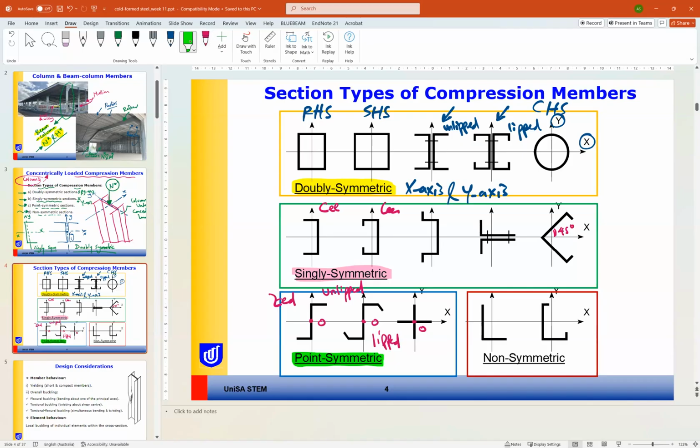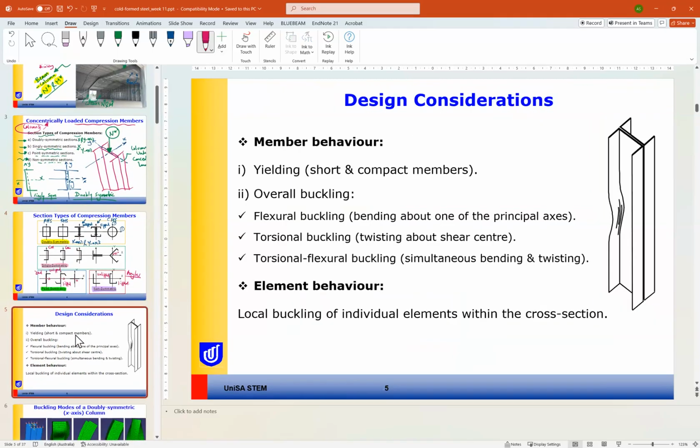Or the last one is the non-symmetric section. Non-symmetric section means that there is no symmetry about any point or axis, like angles. So this one is an unlipped angle, and this one is a lipped angle. Okay, so these are the examples of the shapes of the sections available in the market.